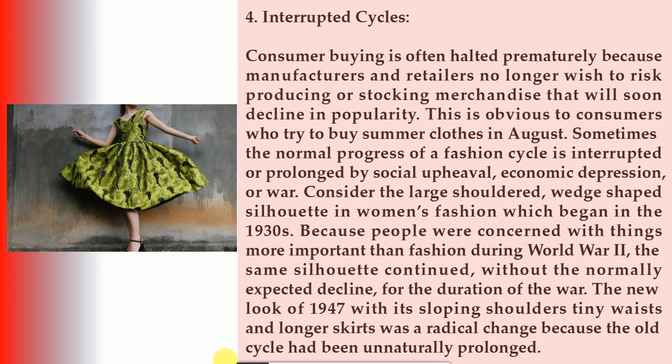Consider the large-shouldered, wedge-shaped silhouette in women's fashion which began in the 1930s. Because people were concerned with things more important than fashion during World War II, the same silhouette continued, without the normally expected decline, for the duration of the war. The new look of 1947, with its sloping shoulders, tiny waists and longer skirts, was a radical change because the old cycle had been unnaturally prolonged.